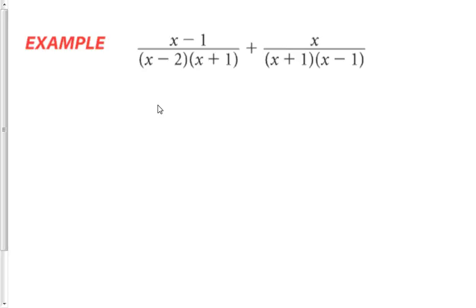We will treat x minus 1 divided by x minus 2 times x plus 1, plus x divided by x plus 1 times x minus 1, the exact same way. So if I look in my denominators, I see I have a factor of x minus 2, I have a factor of x plus 1, and I have a factor of x minus 1. I need to get all three of these factors under both fractions. So I already have x plus 1 in the denominator of both fractions.